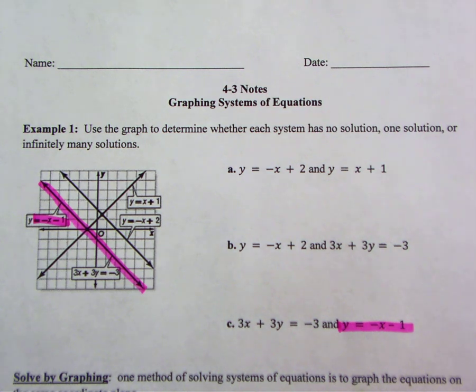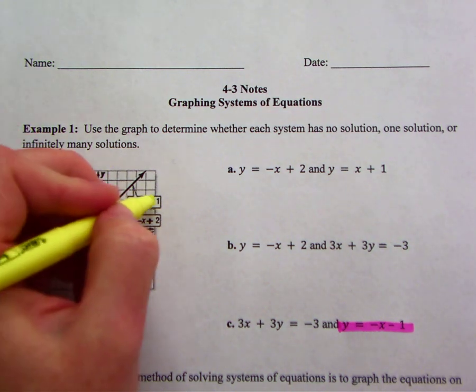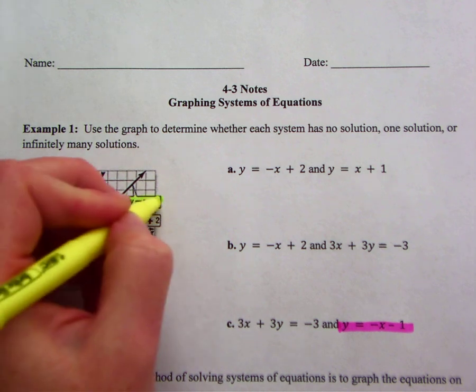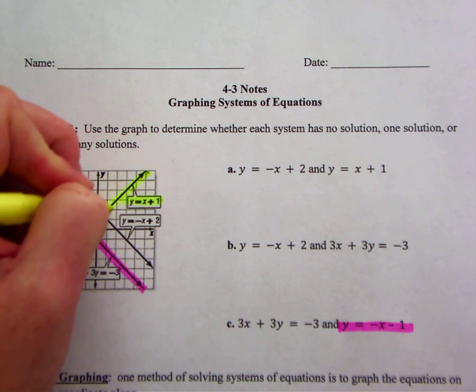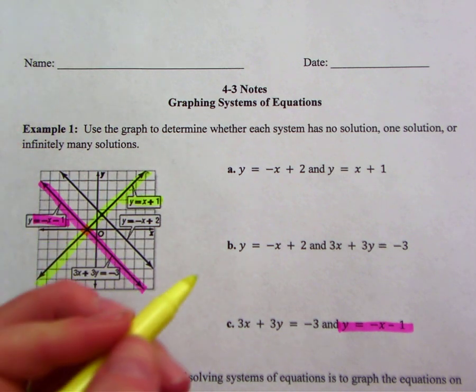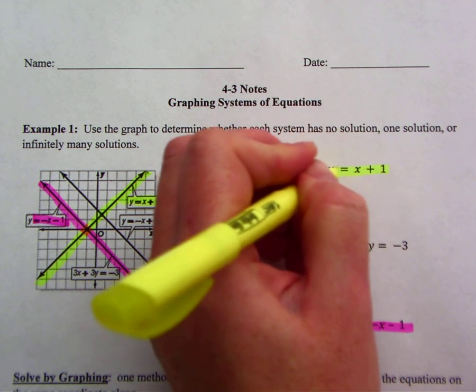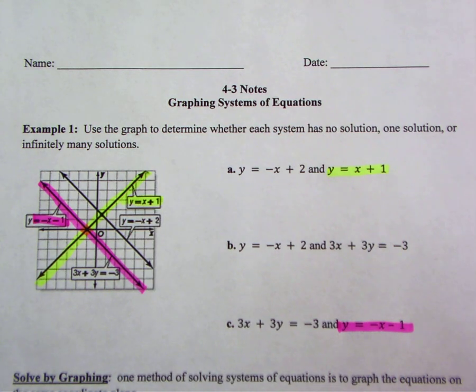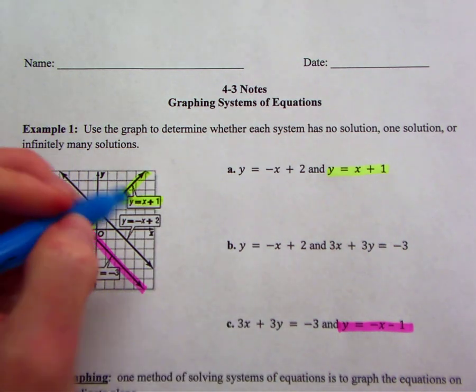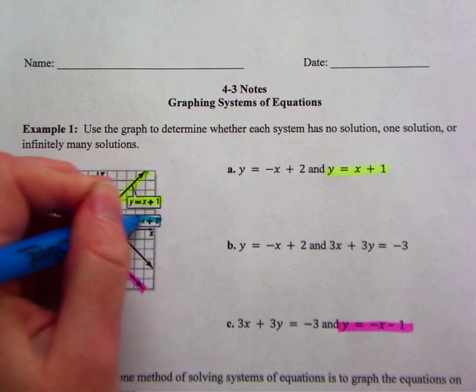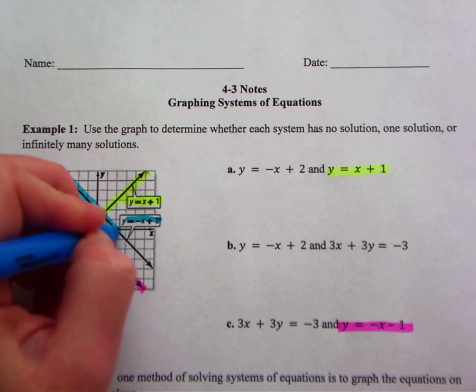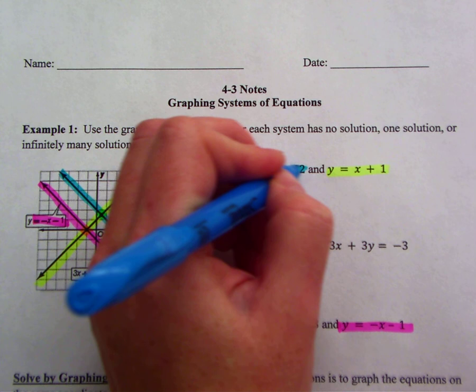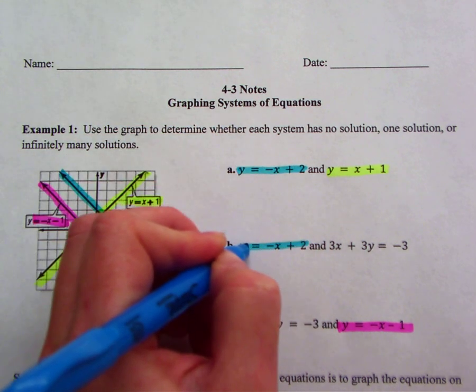The next equation is y equals x plus 1, which I'm going to make yellow for that line. And then y equals x plus 1 over here is yellow. And the next equation, y equals negative x plus 2, I'm going to make that one blue. Y equals negative x plus 2 is blue.